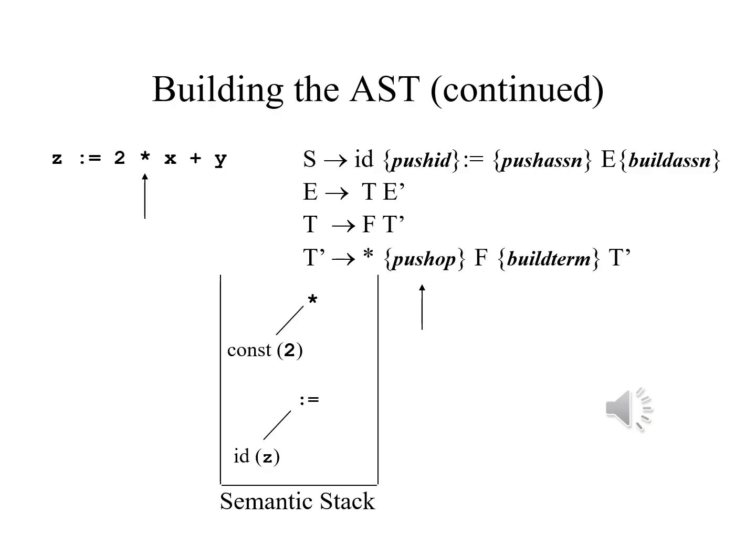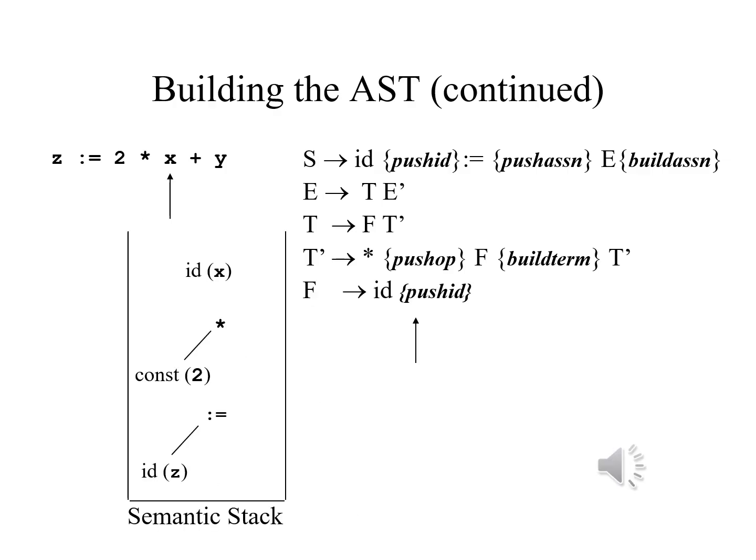Now that we have gotten past the factor, we have the T prime. The T prime together with the asterisk will give us T prime derives asterisk, push op, F, build term, T prime. Having gotten past the asterisk, we now push the operator on the stack. As we saw before with push assignment, we will pop the constant, create it as a left child of asterisk, and that tree fragment will now be pushed on the semantic stack.